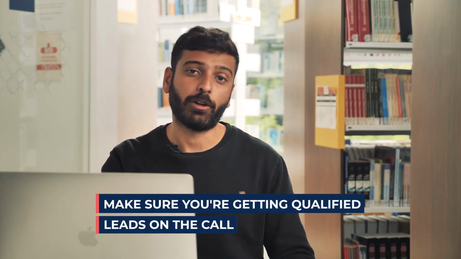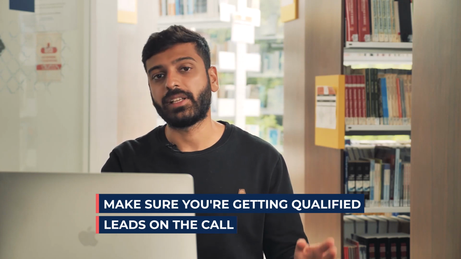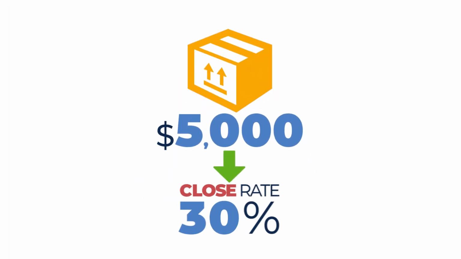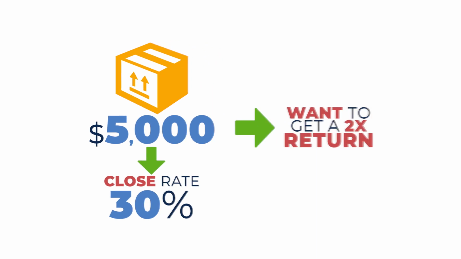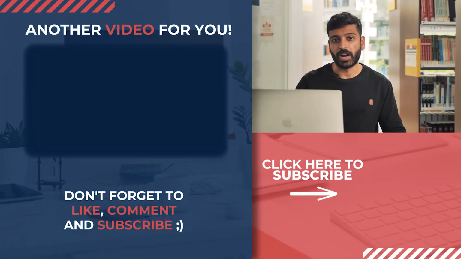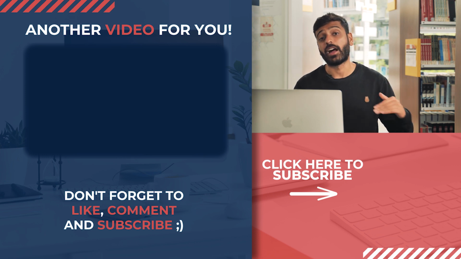In terms of sales call funnels, where you bring them on a phone call, you want to make sure you're getting qualified leads on the call for a relatively decent price, depending on your close rate. So you kind of calculate your close rate, and then you figure out, okay, my product is $5,000. I have a 30% close rate. So if I want to get a 2x return, then I can afford to spend $800 per call. Obviously, that's very high. Usually with a $5,000 course or a $5,000 offer, you're trying to get a 3 to 4x return, just because of the fact it's so much more higher priced. And again, it comes down to the fact that the higher price the offer, the easier it is to get a higher return on ad spend.